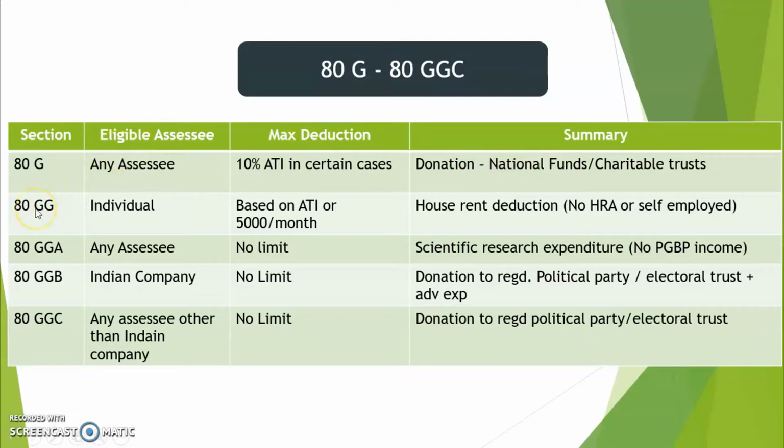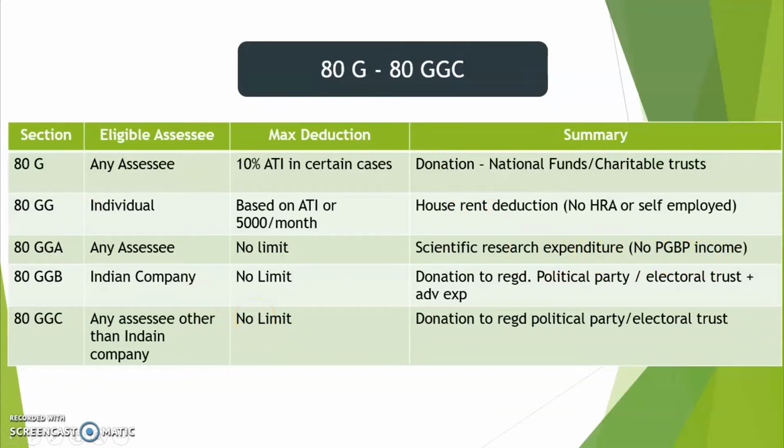Then comes 80GG, that's regarding people who are paying rent but do not have HRA, as in they are employed assessees who do not receive HRA and are paying rent, or they can be self-employed people who are paying rent. So in short, individuals who are not receiving the HRA benefit. There is a limit on the deduction as well that we will deal with in detail once we start learning about it. Then 80GGA, scientific research expenditure for assessees who do not have PGBP income.